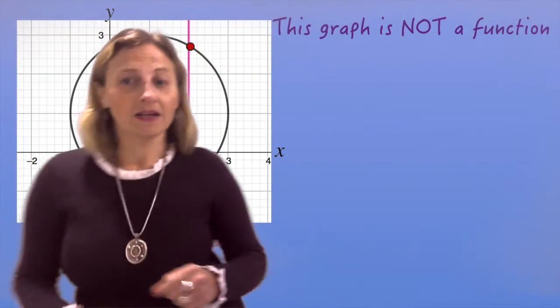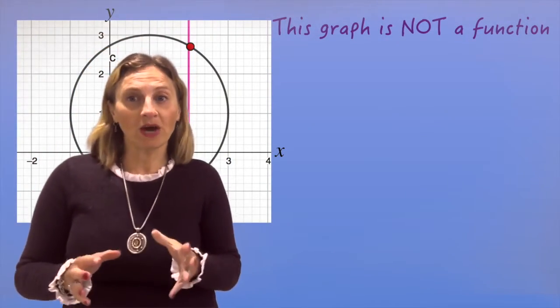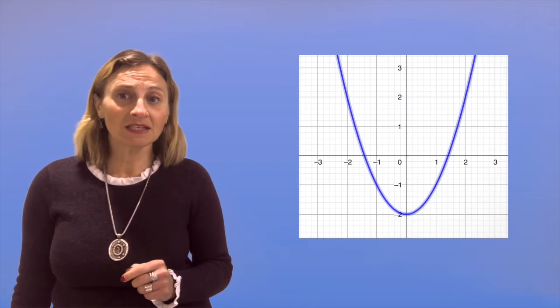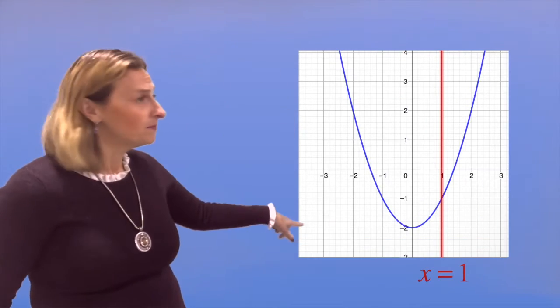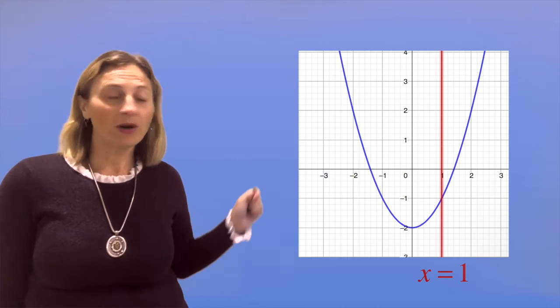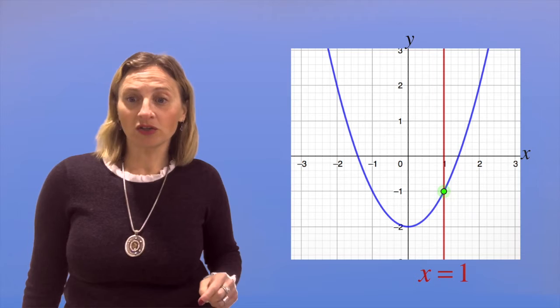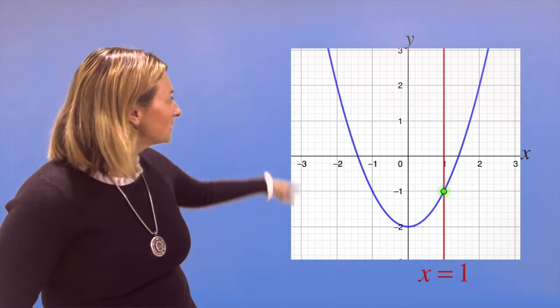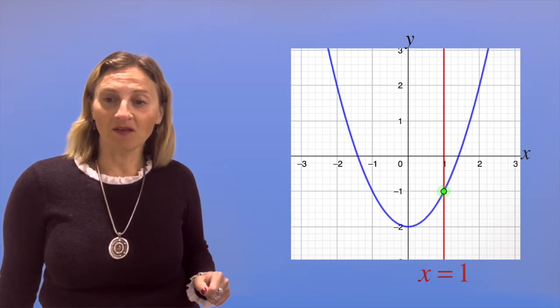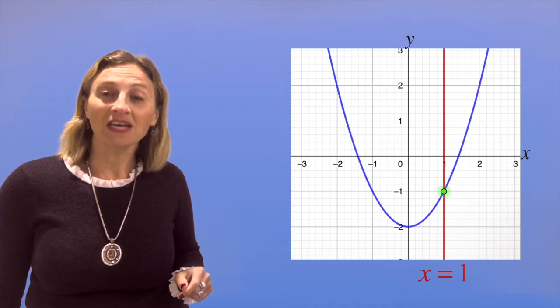Here we have another one. This time we have a parabola. We're not overly concerned about what the equation of the parabola is. We're just looking to see, is it a function or isn't it a function? Now what's our test? We can draw a vertical line. That's the easiest way to do it. I've just picked x equals 1. We're not overly concerned where the line is, as long as it goes through our graph. How many times does that line cross my graph? Good, only once down there. That means that this graph is a function.